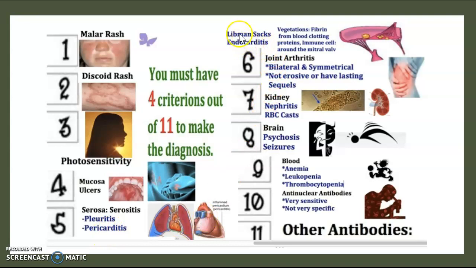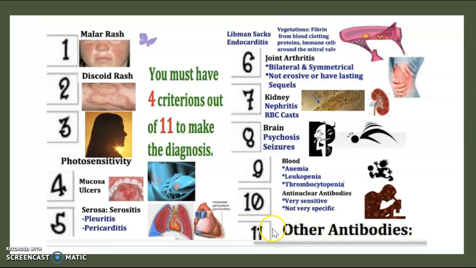The sixth one is Libman-Sacks endocarditis. The sixth one is joint arthritis. The seventh one is kidney nephritis with casts. The eighth one is brain involvement: psychosis or seizure. The ninth one is blood: anemia, leukopenia, thrombocytopenia. The 10th one is anti-nuclear antibody. The test is very sensitive but not very specific. And the 11th one is other antibodies.